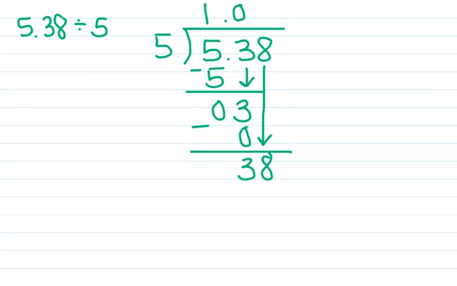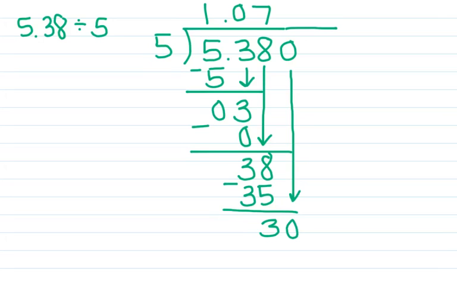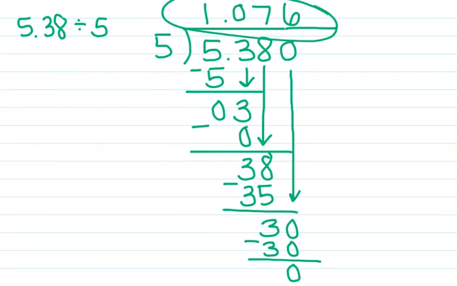All right, how many times now does 5 go into 38? Goes in 7 times. 7 times 5 is 35. Subtract and I get 3. Okay, I still have a remainder, nothing else to bring down here, so I'm going to add a 0 to the end. Just bring down a 0. Now I have 30. How many times does 5 go into 30? Goes in 6 times, and 5 times 6 is 30, so I have none left. So final answer would be 1 76 thousandths.